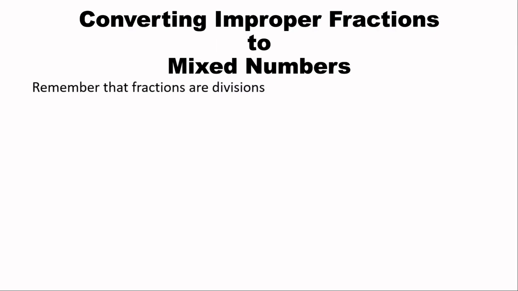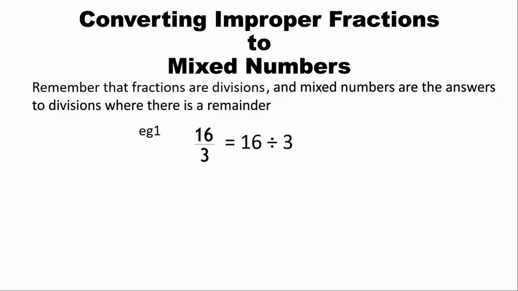Keep in mind that fractions are just divisions. For example, 16 over 3, which is again an improper or top-heavy fraction, is the same thing as 16 divided by 3. Keep in mind as well that when I do 16 divided by 3, I'm going to get an answer with a remainder. 16 does not divide evenly into 3 parts. That's what a mixed number is.